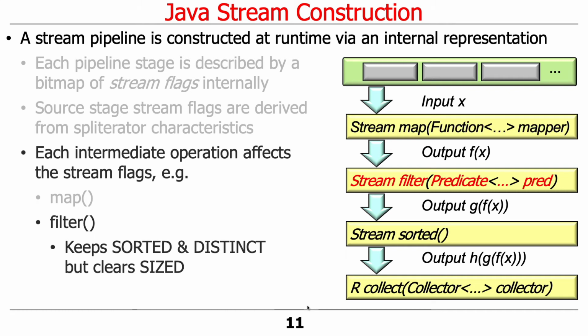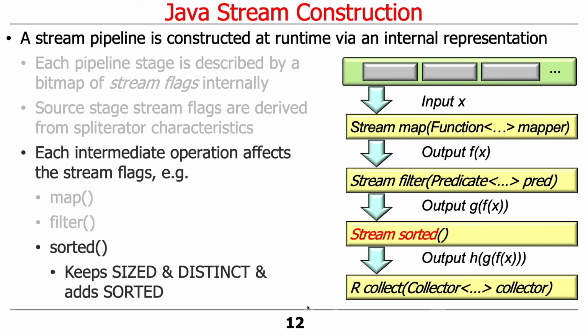Filter clears sized because we knew the size before, but when filter runs, it may get rid of some of the elements, and we don't really know how many until we run them. So sized is no longer going to be set, but sorted and distinct will remain because filter can't change the results of anything. So it will still be sorted. If it was sorted before, it's still sorted. If it was distinct before, it'll still be distinct. We may just not have as many elements this time. And then sorted keeps sized and distinct. We're not adding more elements when we sort. We're not changing the values when we sort, hopefully, unless you have a bug. But we're adding sorted because now the contents are sorted.